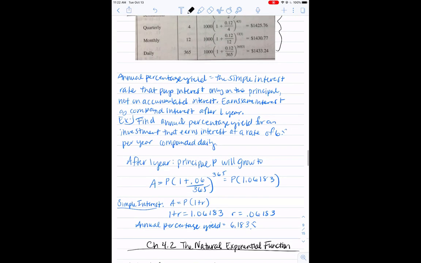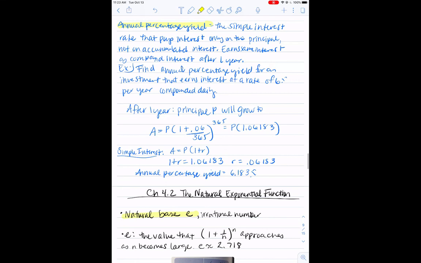Okay, now we have annual percentage yield. So our annual percentage yield is a simple interest rate that pays interest only on the principal, not on accumulated interest like compound interest. So here we earn the same interest as compound interest after 1 year. Okay, so here's an example. We're going to find the annual percentage yield for an investment that earns interest at a rate of 6% per year compounded daily.